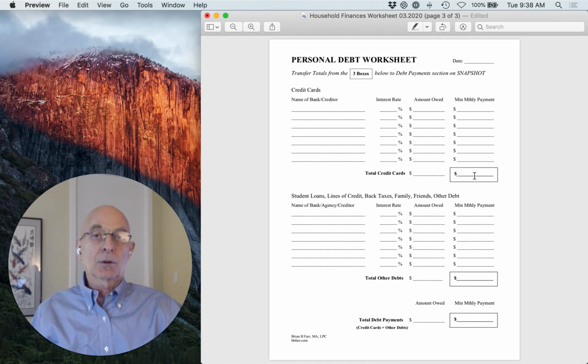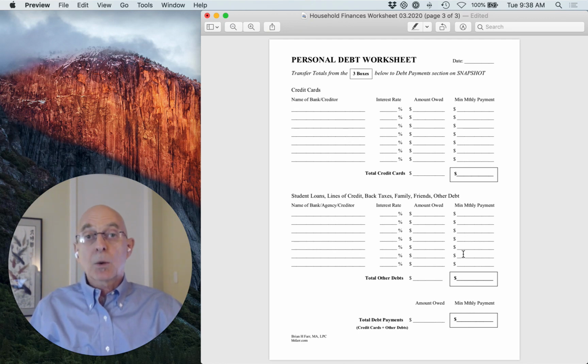Hopefully there's money left over, and then that can be used as part of the strategy. So that's the purpose for the minimum monthly payment there. And then this one is all the other student loans, home equity line of credit, if there's back taxes to the state of Oregon or something like that, family and friends debts. They can be captured here with the same thing, with minimum monthly payments.